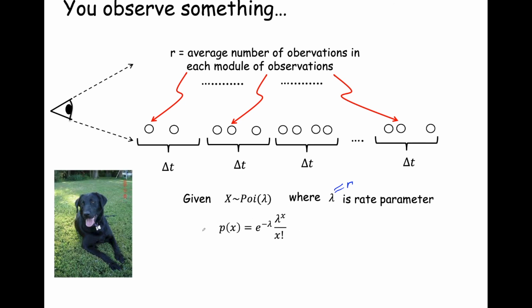And so we get the probability mass function for observing x many occurrences of the event, given an average rate of lambda, is just e to the minus lambda times lambda to the x power upon x factorial. And there's our probability mass function for the Poisson distribution.